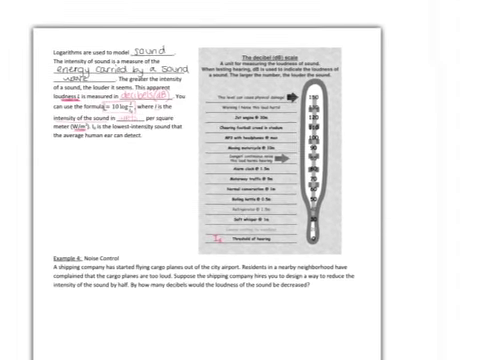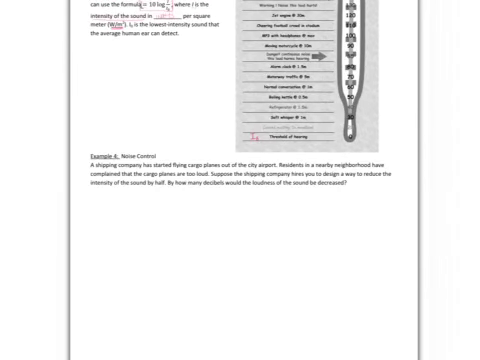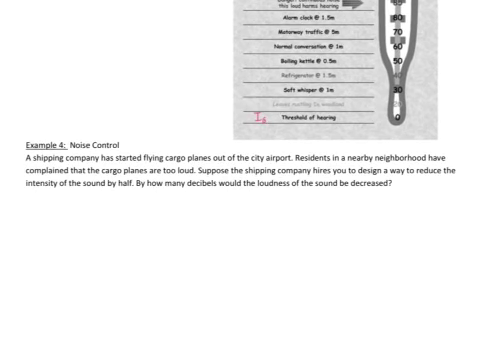So we are going to use all this information to deal with this problem. A shipping company has started flying cargo planes out of the city airport. Residents in a nearby neighborhood have complained that the cargo planes are too loud. Suppose the shipping company hires you to design a way to reduce the intensity, so that's I, of the sound by half. So we want to cut the intensity in half. And then the question is, by how many decibels?